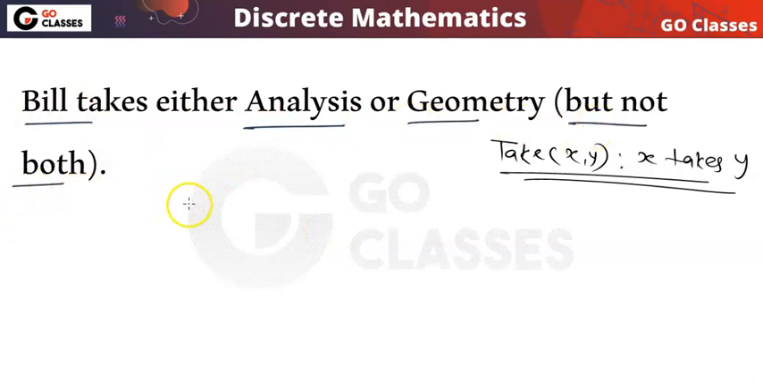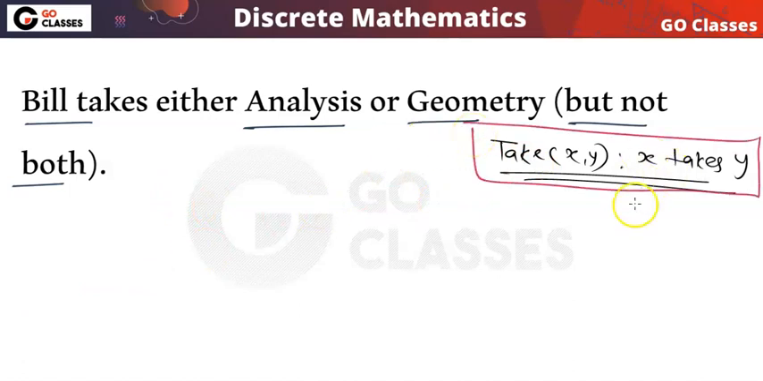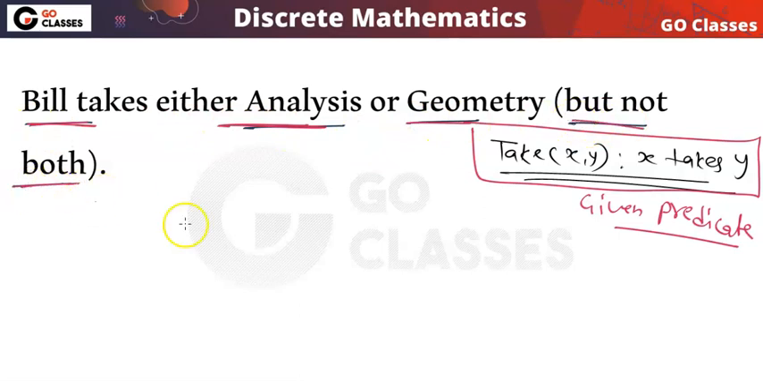Okay. Now let's assume this predicate is given. This is a given predicate. So let's use it. Now, how can we do? Bill takes either analysis or geometry, but not both. So there is exclusive or here. Okay, either analysis or geometry, but not both.